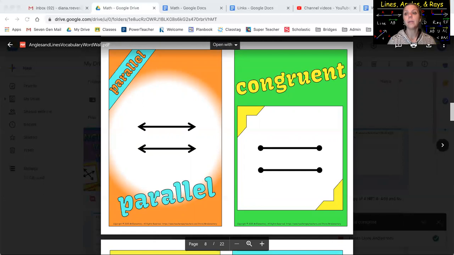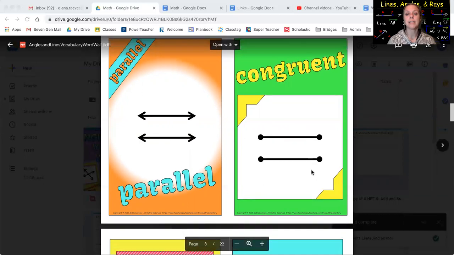So parallel, we have here, same distance the whole way over. Even if I measured them over here, it would be the exact same distance. That means they would never meet. And congruent is basically two parallel line segments. So rather than lines that go on infinitely, this is line segments.